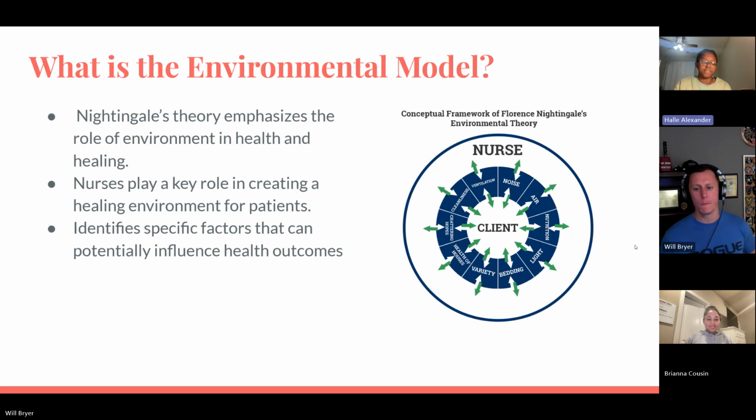Nightingale's theory emphasized the importance of the environment in health and healing. It is a concept that is still used today in modern nursing. Florence Nightingale is often called the founder of modern nursing, and her environmental theory shows how nurses care for their patients.